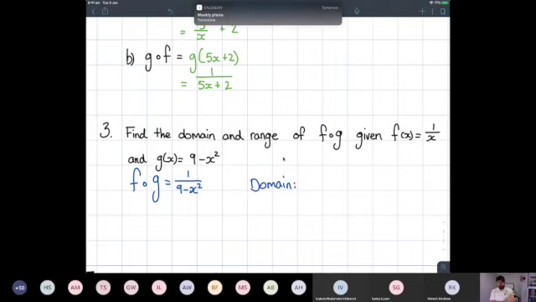Now, before I go any further here, with domain, I haven't specified that you need to use interval notation. I've just asked you for the domain and ranges. So if you wanted to, you could use the less than or equal to, x is less than this or greater than this to describe the domain and range as well if you wanted to. But you could describe it any way you want to. I'm going to describe it in interval notation.